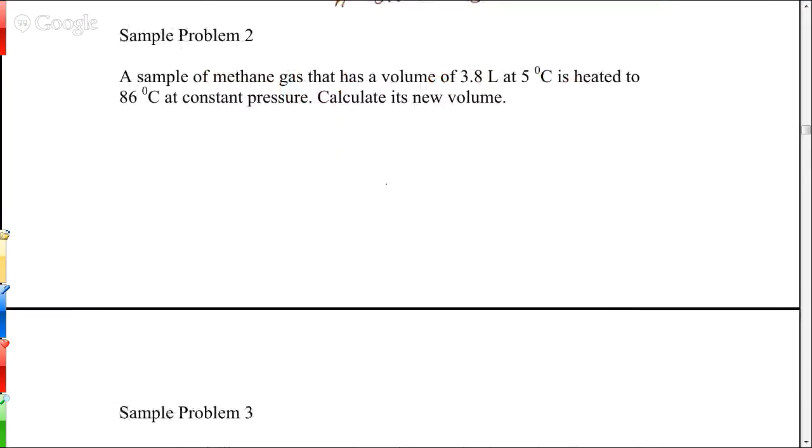Another way to do these problems is looking at the changes, kind of like what we did with Boyle's law and Charles' law.